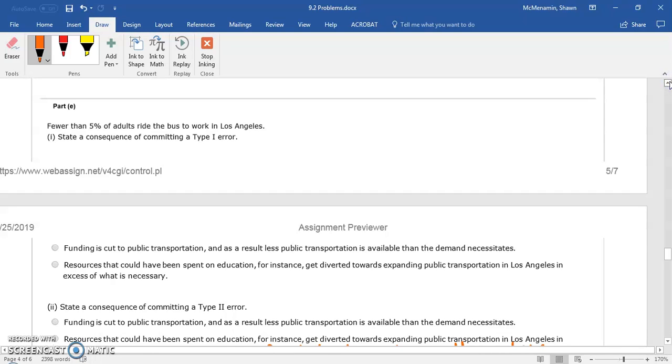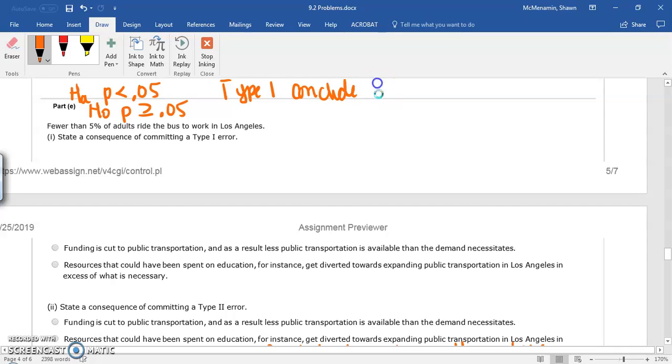Okay, so fewer than 5% of adults. So P is less than 0.05. That is your HA because it doesn't have an equal sign, and your null is going to be the opposing view, which is P greater than or equal to 0.05. So if you make a type 1 error, you are concluding HA when H naught is true.